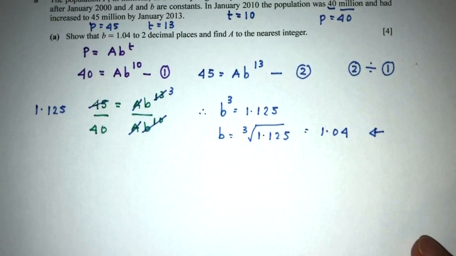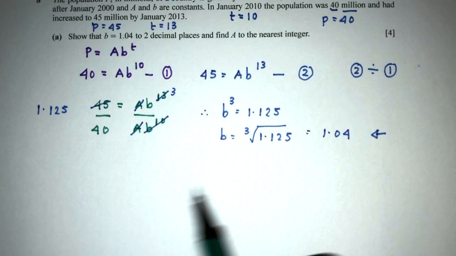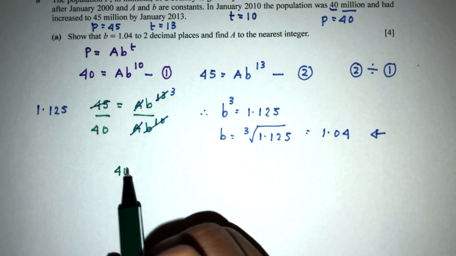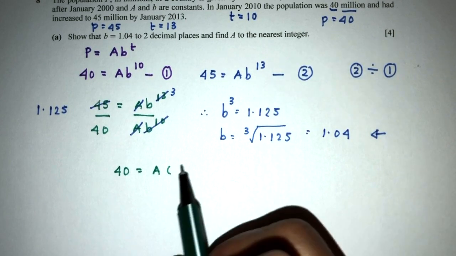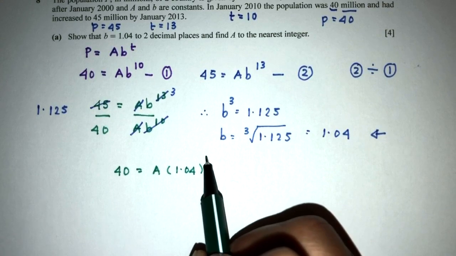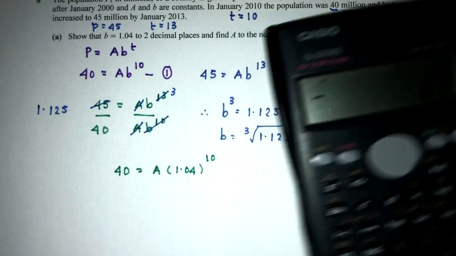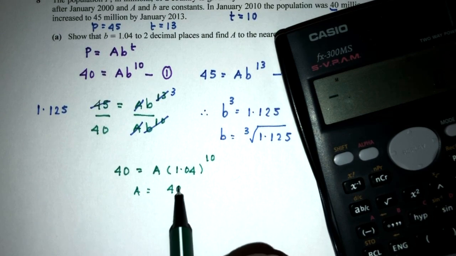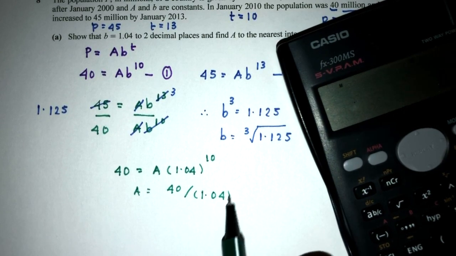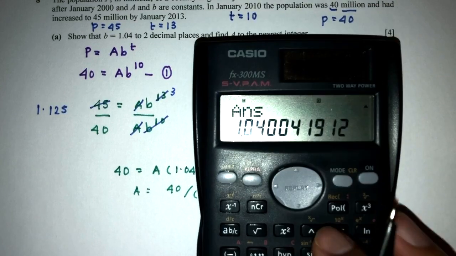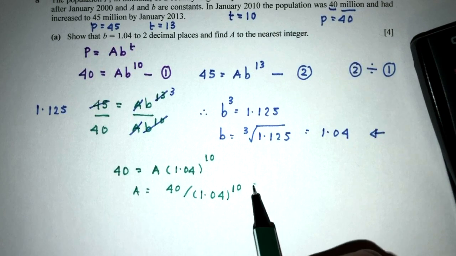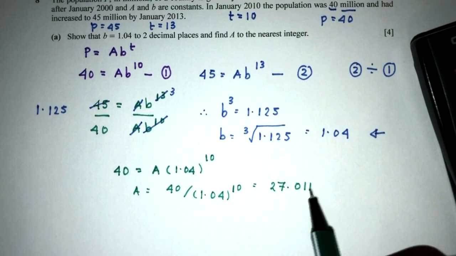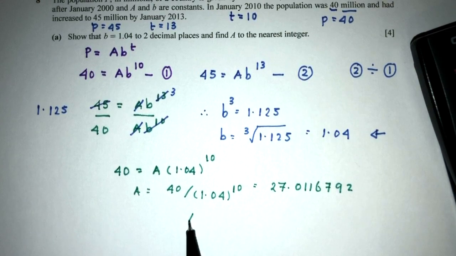Now we have to use this answer to find the value of A correct to the nearest integer. So replace back in your main equation. So we have 40 is equal to A times B to the power 10, which is 1.04 to the power 10. So we have A has to be 40 divided by 1.04 to the power 10. So power 10 will be this. 40 divided by the answer, that should be 27.0116792. So A will be 27, correct to the nearest integer.